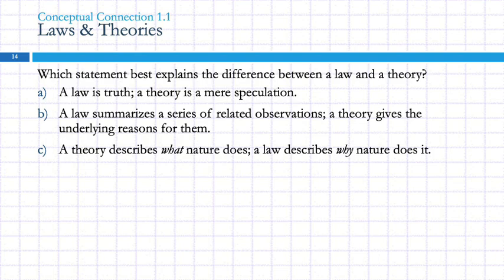C. Okay, so C is very tempting because of how it is worded, and they did it on purpose. It's worded very similarly to the definitions that we were given previously, but it's exactly backwards. So the theory describes why, the law describes what. So what's a better choice? B. Okay. So B is the actual answer.